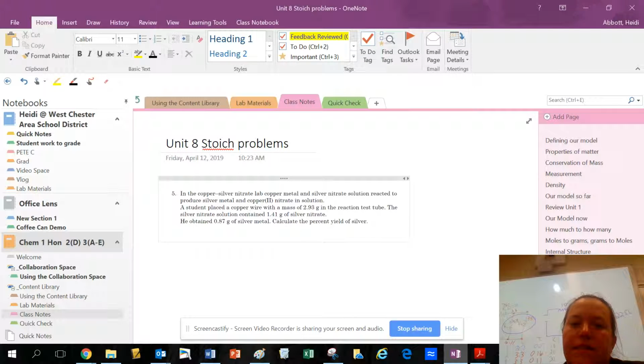Hey, chemistry folks. This is a Unit 8 stoichiometry problem. We were working on it in class today and got caught by the bell, and I wanted to finish it out with you. I am in OneNote in the class notes tab as well. So if you go in there, you'll see the problem all worked out. This video walks you through the steps in the process.